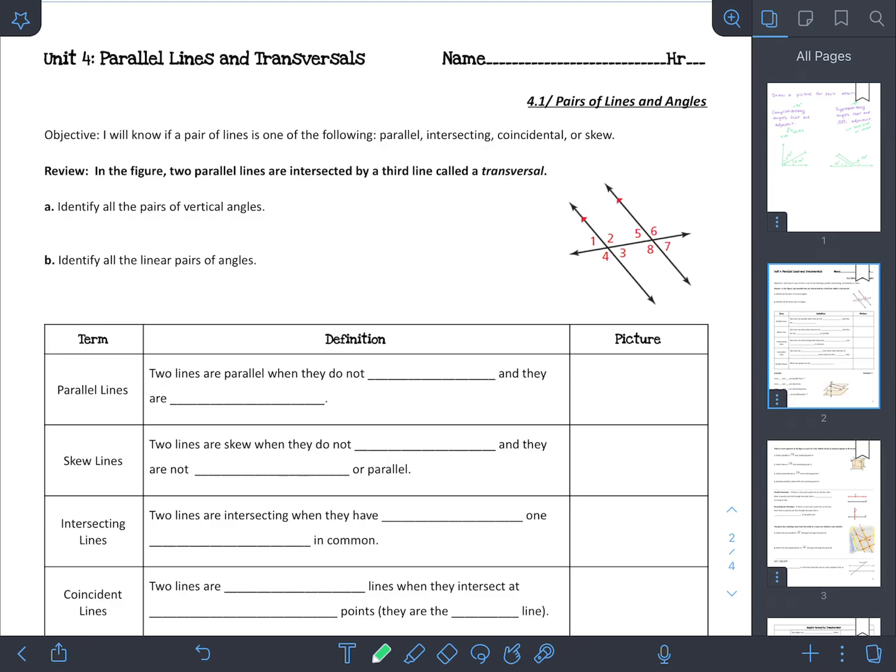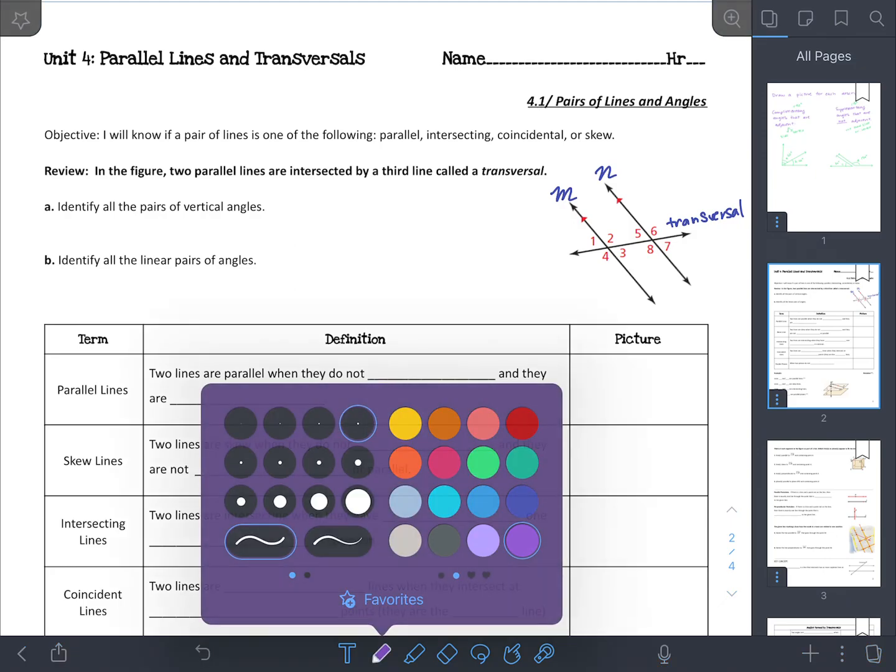It says, in the figure, two parallel lines are intersected by a third line called a transversal. So we have two lines. We can call this line M. Sorry, I can do a better M. And line N. They're intersected by a transversal, and that is a term we're going to see a lot throughout this unit. But we are trying to identify a couple things. First, we want to identify all pairs of vertical angles. Remember, those are our bow tie angles.